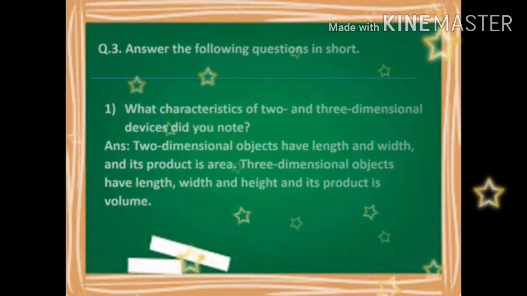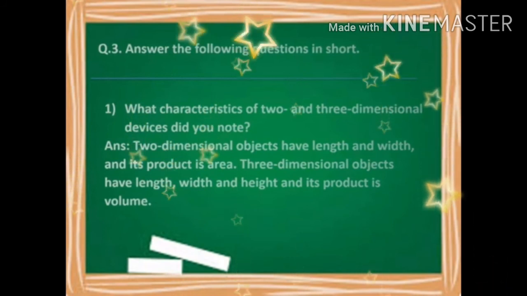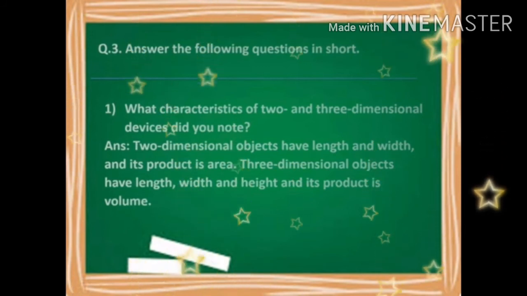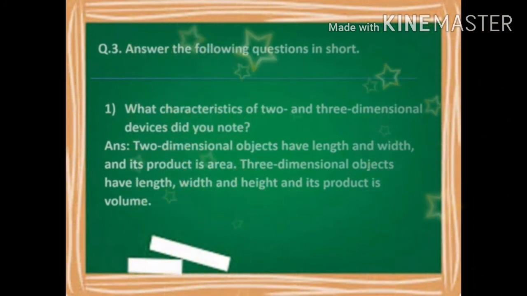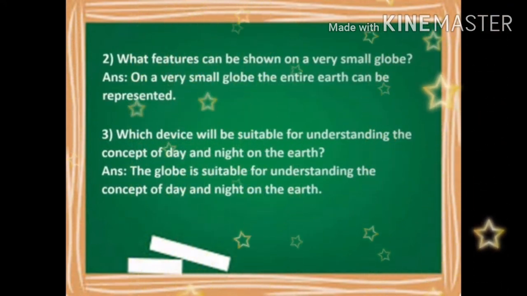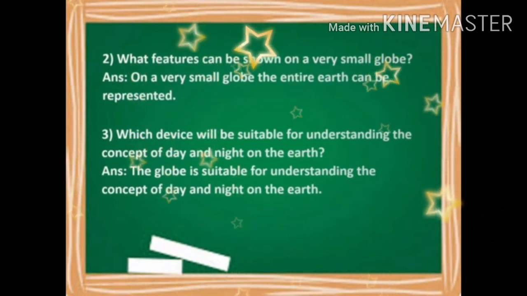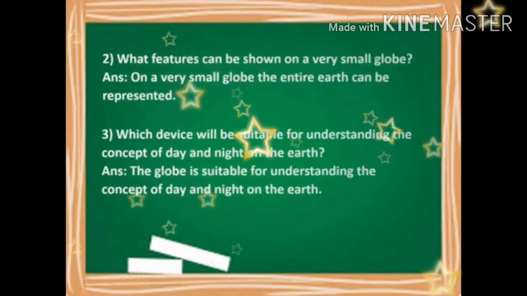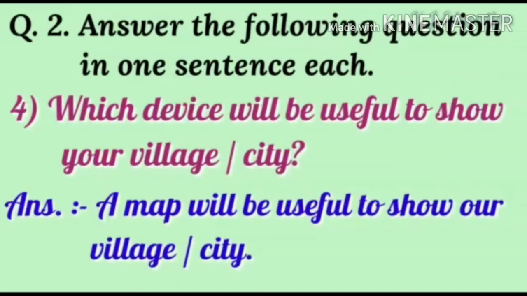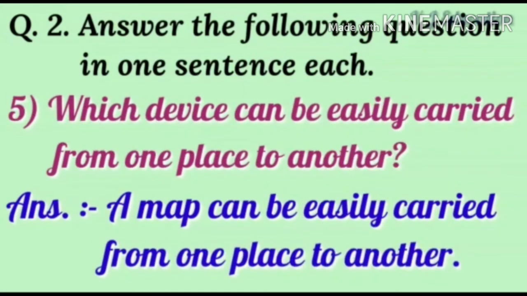What characteristics of two and three dimensional devices did you note? The characteristics of two-dimensional and three-dimensional objects are given. You can stop the video and write it in your notebook. What features can be shown on a very small globe? The answer is given. Which device will be suitable for understanding the concept of day and night on the earth? The answer is given. Which device will be useful to show your village or city? That is the fourth question. So map, answer is given. Next question. Which device can be easily carried from one place to another?